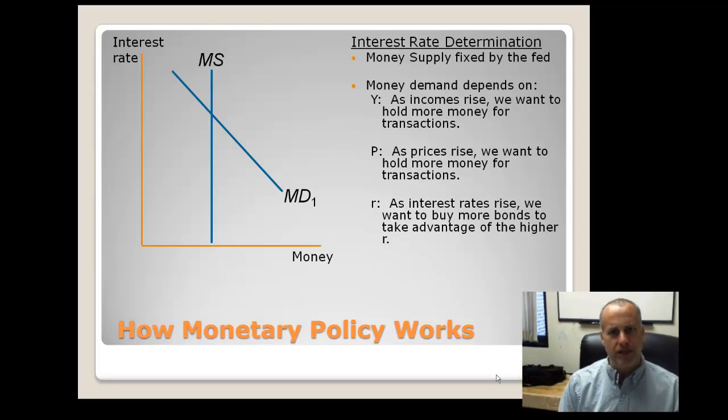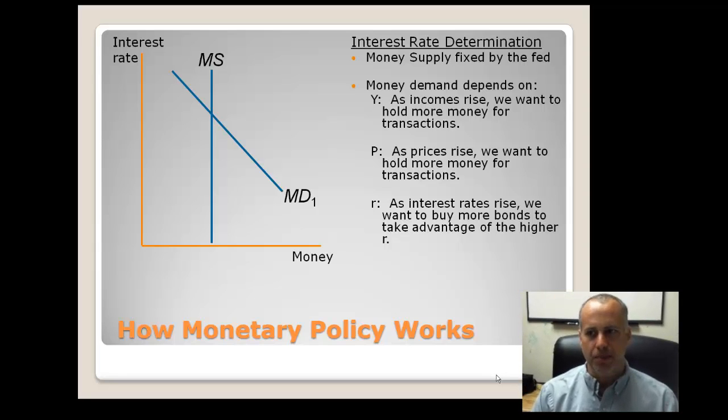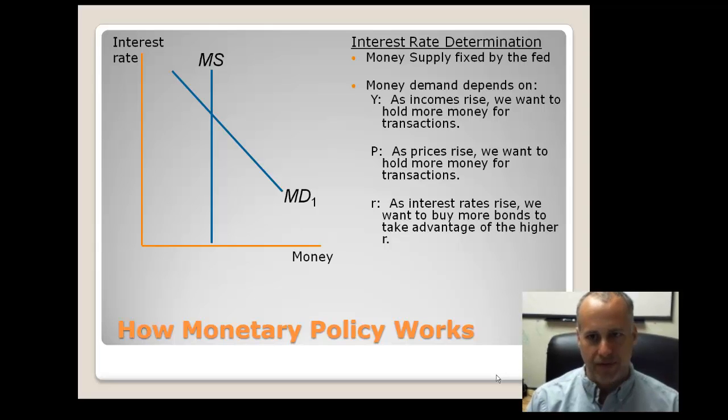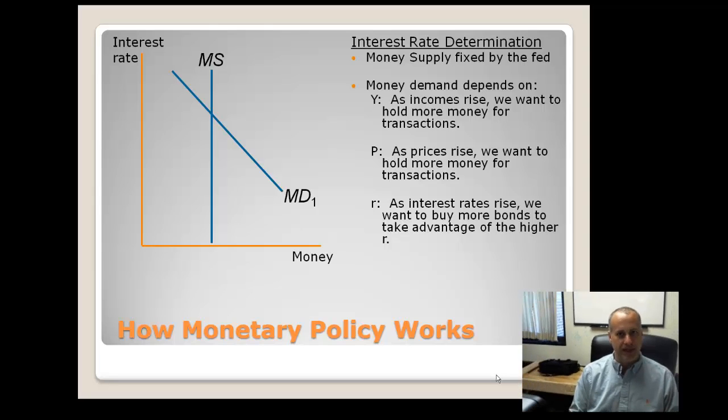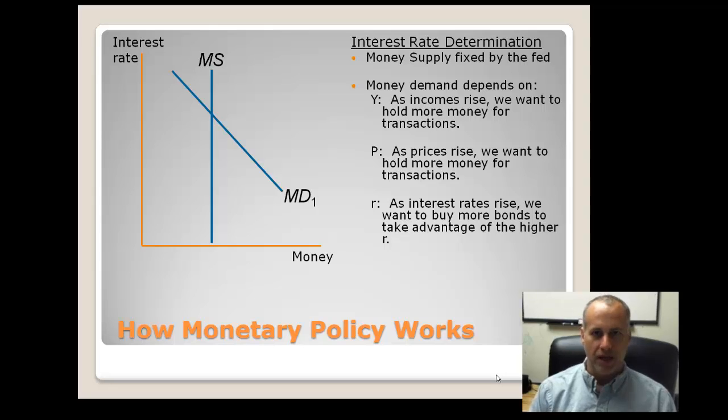Now, interest rate is determined by the intersection of money supply and money demand. And money supply is fixed by the Fed. The Fed determines how much money exists in the economy. Money demand depends on three things. One is how much income consumers have. As incomes rise, we want to carry more money around in our pockets to perform transactions. We're doing more things, we're buying more things when our income is high, so we keep more money in our pocket.